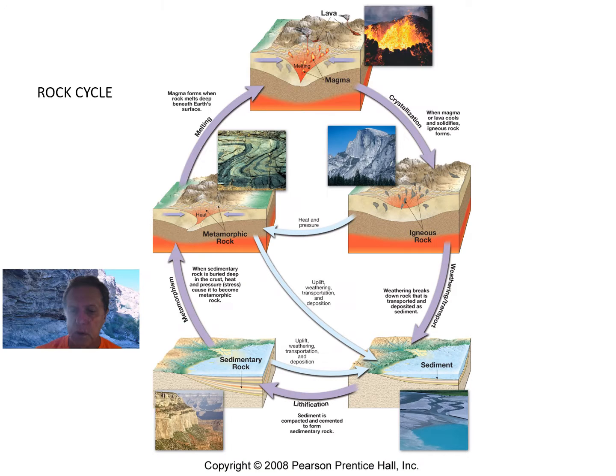So let us proceed. Again, you've seen this before. This is, of course, the rock cycle again. And we're looking at this part of the rock cycle that deals in metamorphic rock. Sedimentary rock transforms through heat and pressure. If it's buried deep in the crust, heat and pressure cause it to become metamorphic rock. If metamorphic rock melts, it of course becomes igneous rock.